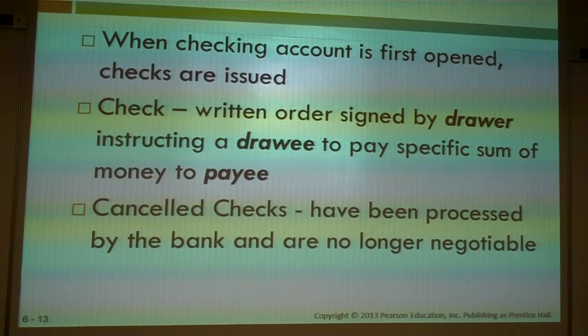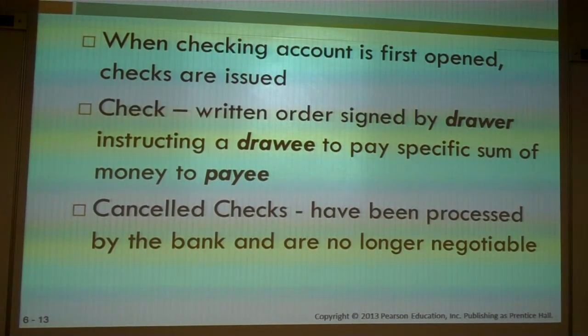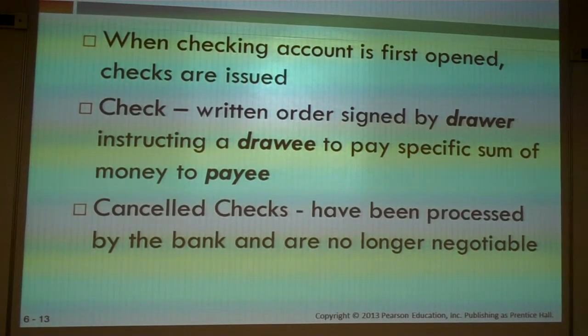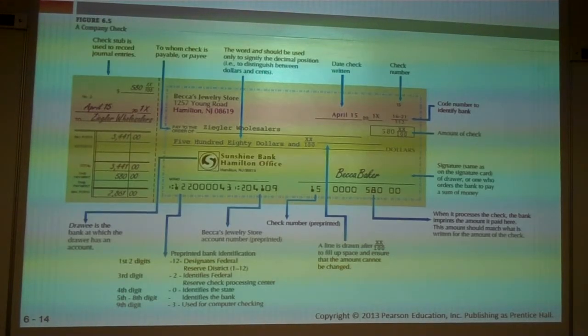There's a good picture in the book on the different parts of a check. The check is a written order signed by the drawer, that's the person whose account it is, and they've signed their name at the bottom. What page is that? 227. I think there's one on our slide too. Instructing the drawee to pay a specific sum of money to the payee.